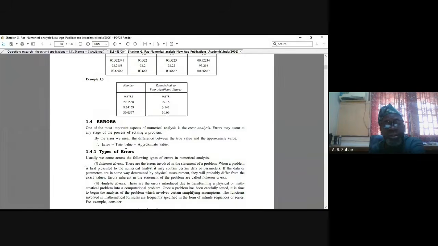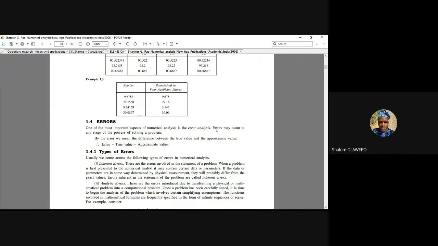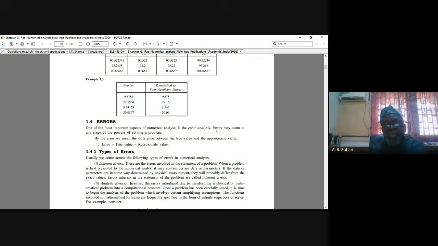Now, errors. One of the most important aspects of numerical analysis is the error analysis. Errors may occur at any stage of the process of solving a problem. By the error, we mean the difference between the true value and the approximate value. So error equals true value minus approximate value.